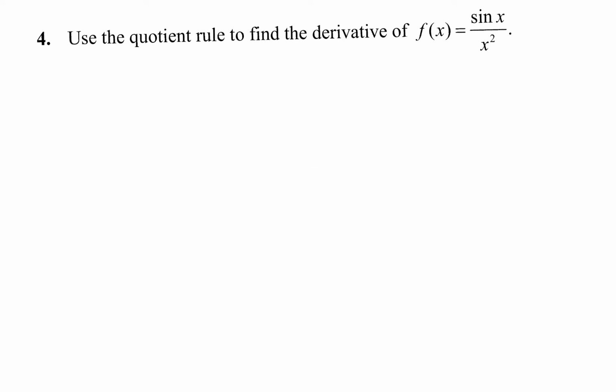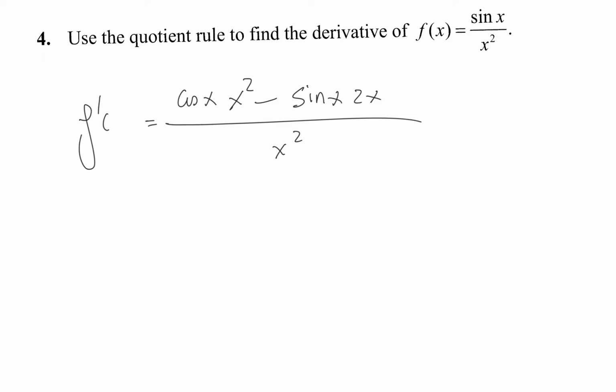Let's go again. Use the quotient rule to find the derivative. It is the derivative of the numerator. What is the derivative of the numerator? Cosine of x, multiplied by the denominator, x squared, minus the numerator, sine of x, multiplied by the derivative of the denominator, 2x, divided by x squared squared. So this is f prime of x.